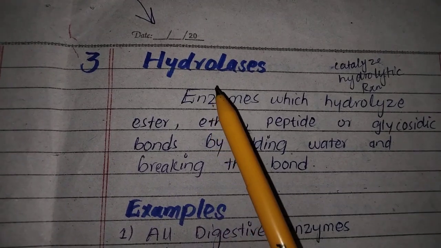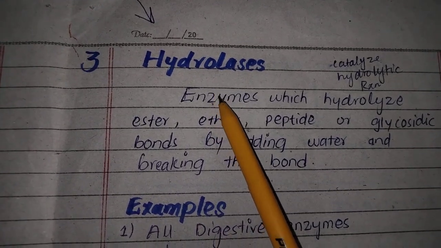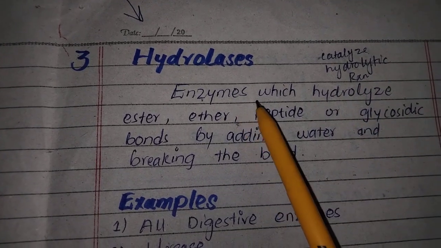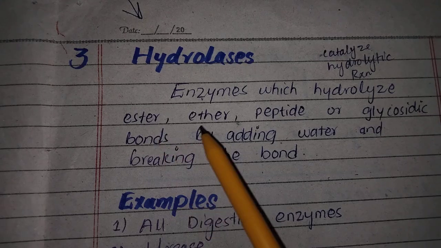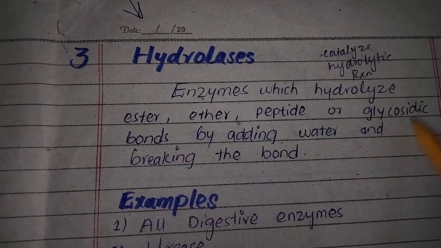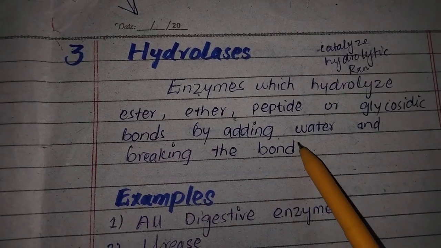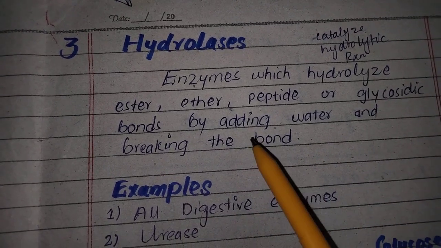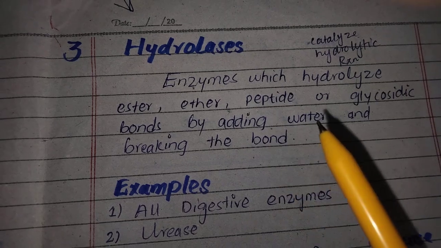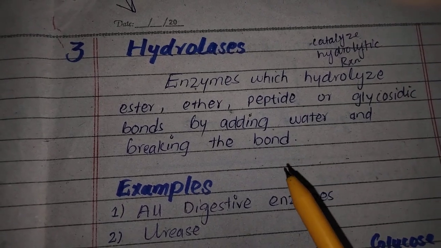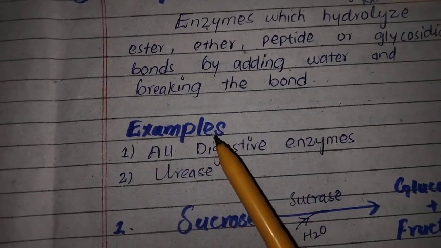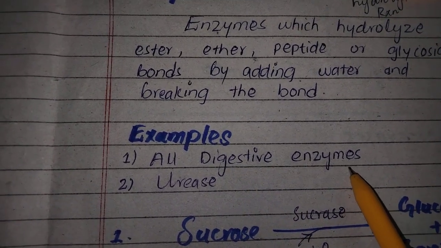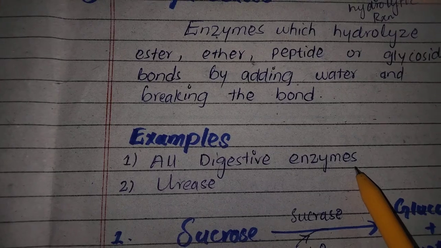Third class of enzymes, that is hydrolases. They are enzymes which catalyze hydrolytic reactions. It means these are the enzymes which hydrolyze ester, ether, peptide or glycosidic bonds by addition of water and breaking the bonds. It means by the addition of water the bonds are broken down in these cases. Here are examples. All digestive enzymes are hydrolases like lipases, proteases, amylases, etc.